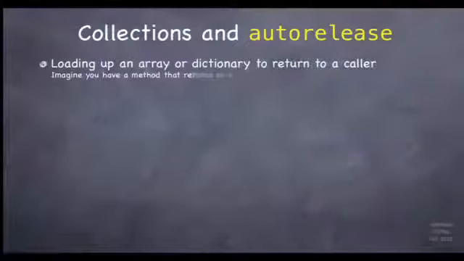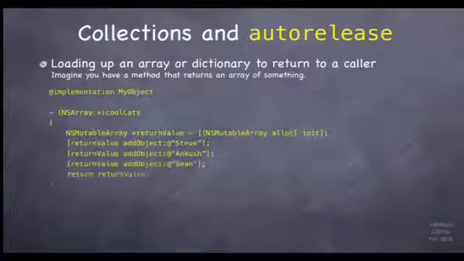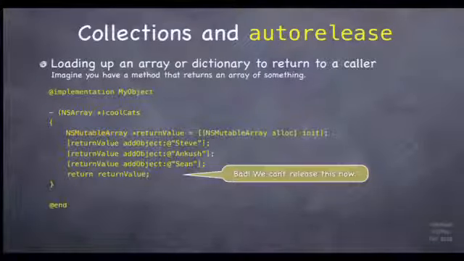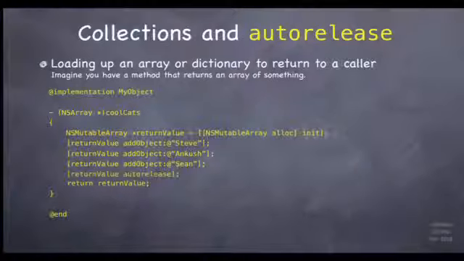Okay, so this is not the only way, though, to create an object and give it away. Allocating and initing it and then calling autorelease is not the only way. So here's another example. Here I've created an array of cool cats. Here I've done the alloc and init, and I've returned it. This is bad, as we saw in the previous slide. I'm going to make the same fix. I put autorelease. Woohoo, I'm good.